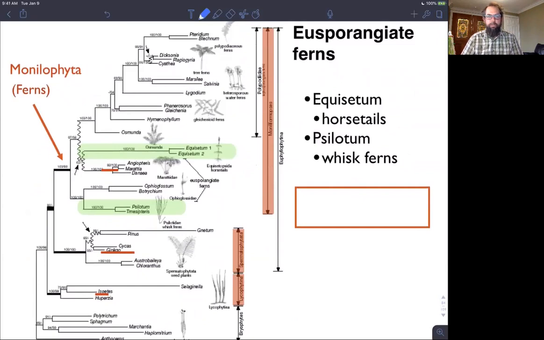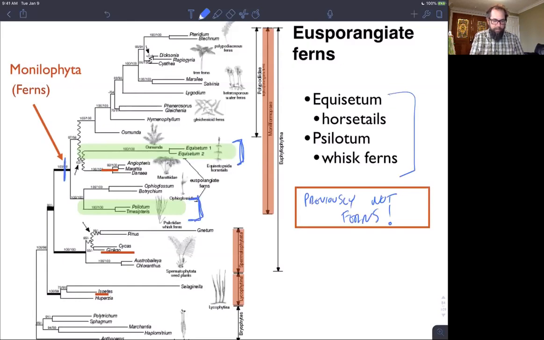The last two groups of the eusporangiate ferns are the horsetails and the whisk ferns. And both of these are things that were previously not considered to be ferns. But molecular phylogenetic evidence has shown pretty clearly that both the horsetails and the whisk ferns are solidly part of this fern clade. And they're actually most closely related to other eusporangiate ferns. And so now we consider these to be part of the eusporangiate fern groups.